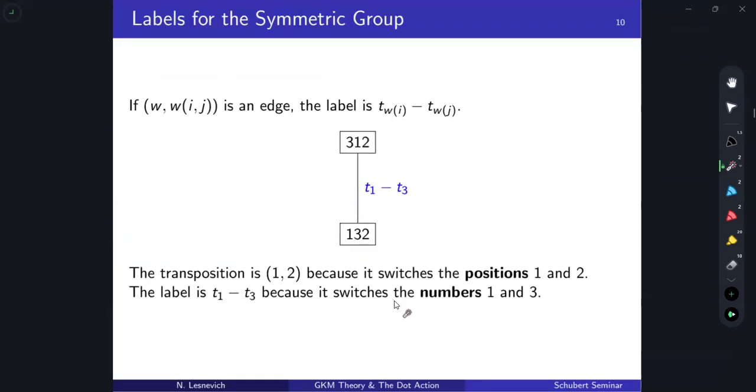So I need to tell you how to label the graph, right? For the symmetric group, if I have right multiplication by a transposition ij, the evaluation is going to give me T sub W of I minus T sub W of J. So I have here just zoomed in on one possible edge in a GKM graph, corresponding to right multiplication by 1, 2, because it switches those first two positions, and labeling T1 minus T3, because those are the numbers that it's changing around.